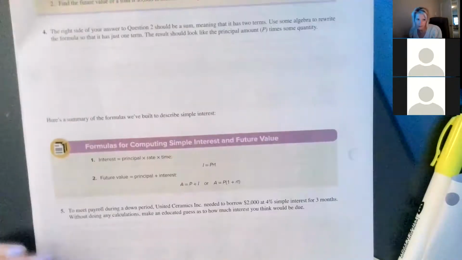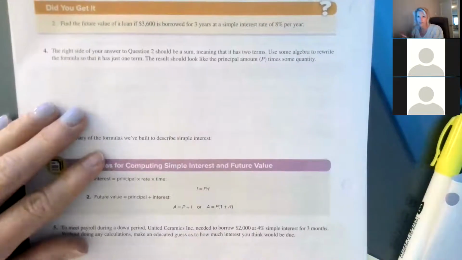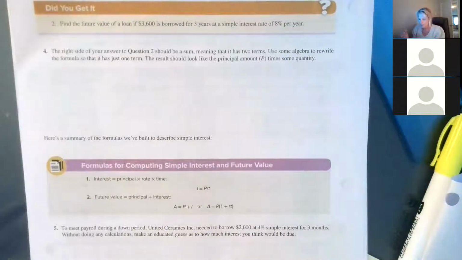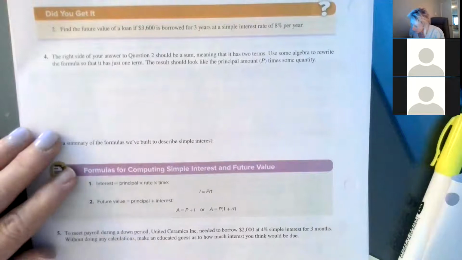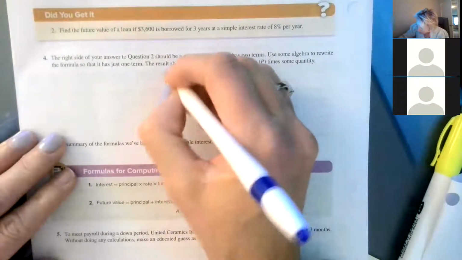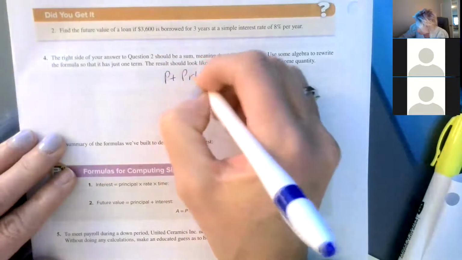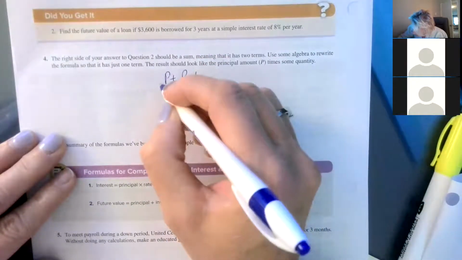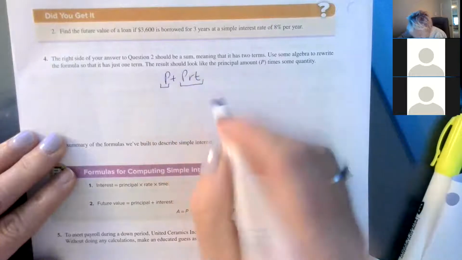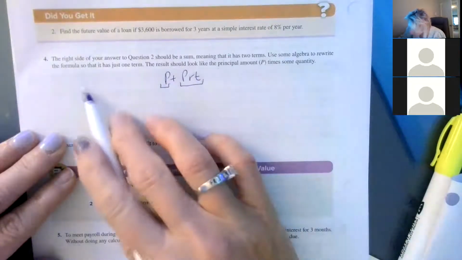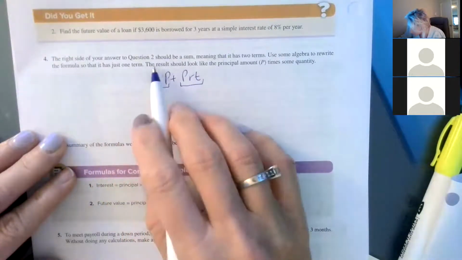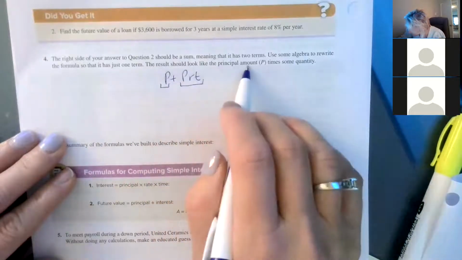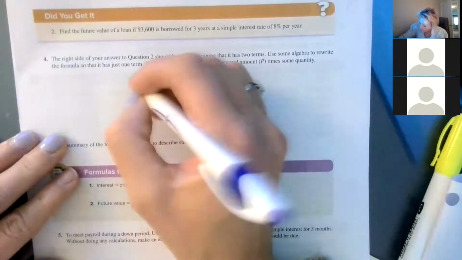Okay. Moving to question four. This one is a little bit of an algebra piece that I'm going to kind of walk you through. It says the right side of your answer to question two. This part should be a sum, meaning that it has two terms. Use some algebra to rewrite the following so that it has just one term. The result should look like the principal P times some quantity.